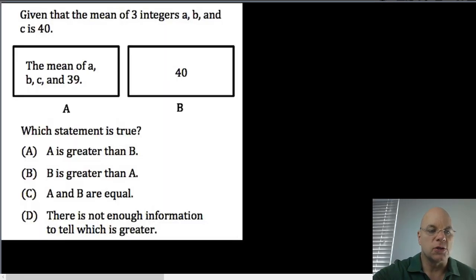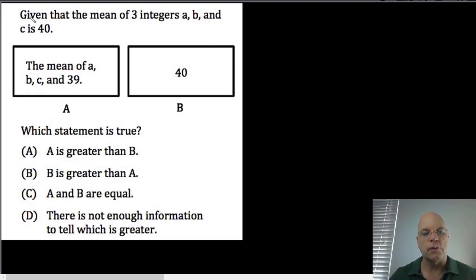Problem number 2 on page 1. Given that the mean of three integers, a, b, and c is 40, we're going to compare these two. Box B is just the number 40, and box A is the mean of a, b, c, and 39. So this is a pretty easy problem. The hard part about this problem is just understanding what it's saying and what you're comparing.